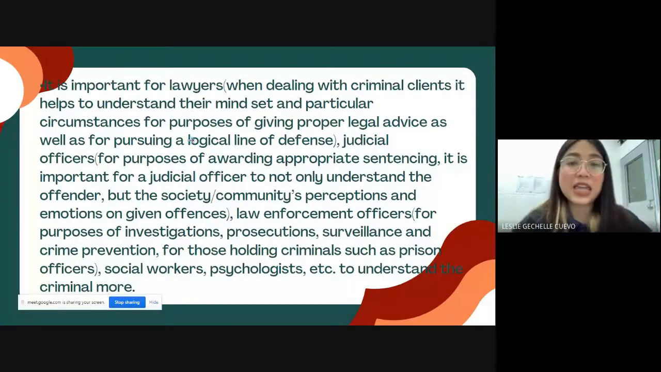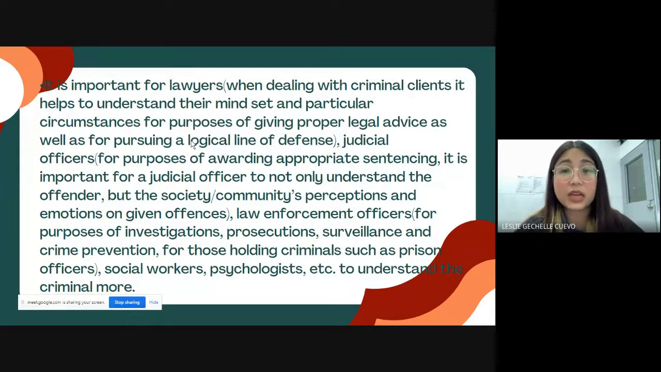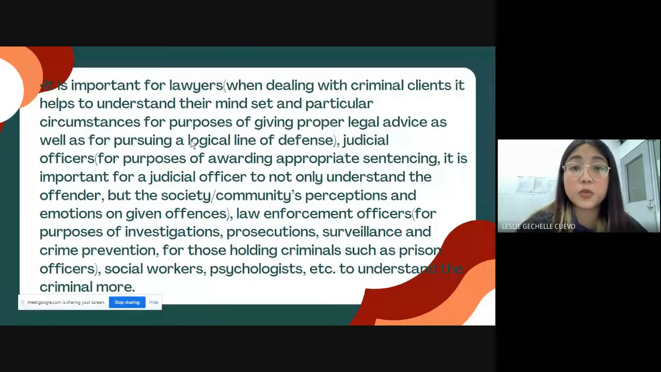Criminal clients, it helps to understand their mindset and particular circumstances for purposes of giving legal advice as well as for pursuing a logical line of defense. Kailangan, kung abogado ka, magkaroon ka din ng idea sa criminology para mas maintindihan mo yung criminal na either pinoprosecute mo or dinedefend mo para mas makapagbigay ka ng akmang legal advice sa kanila. Tsaka ayan nga, pursuing a logical line of defense. Kung paano mo sila ipagtatanggol.